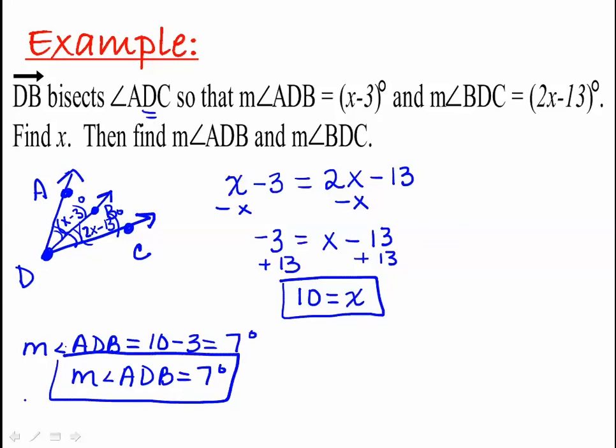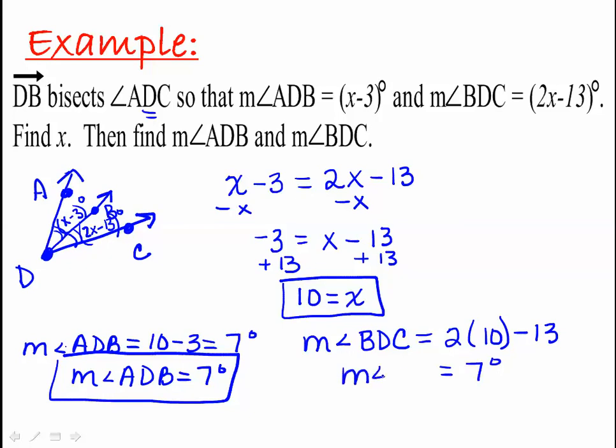I know that the two smaller angles are supposed to be congruent, so the measure of angle BDC must also be 7 degrees. I can show that my work is correct by checking the measure of angle BDC and seeing if I indeed get 7 degrees. So the measure of angle BDC is 2 times the x value minus 13, or 2 times 10 minus 13. That's 20 minus 13, which is 7 degrees. So the measure of angle BDC is indeed 7 degrees.